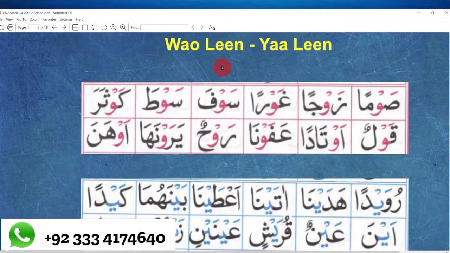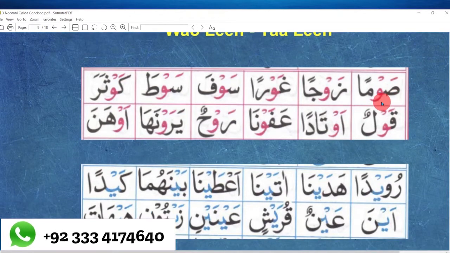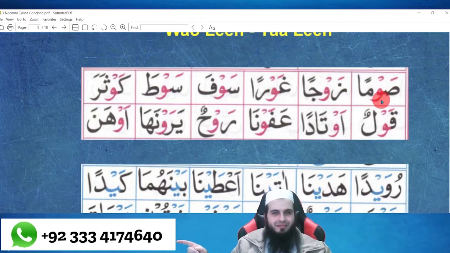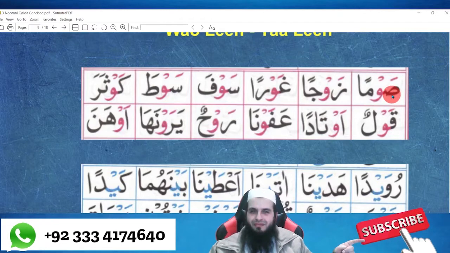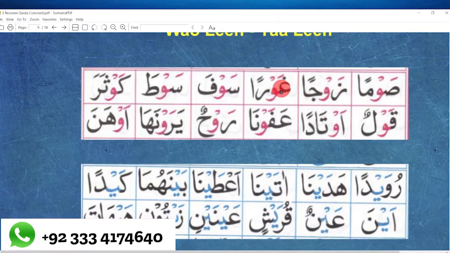Alright. Now it is vowlin and yailin. If a letter has a zabar on it and the next letter is vaw with jazm, we do not stretch the sound and that's called vowlin. If the previous letter has a pesh on it and the next letter is vaw with jazm, that's called vaw madda and we stretch it for 1 second. But in vowlin, we do not stretch. So, sawman, zawjan, ghawran, etc.